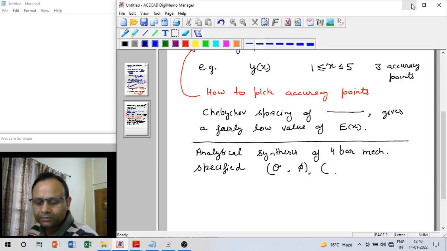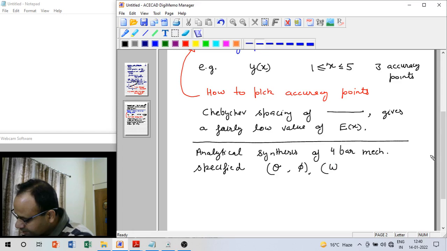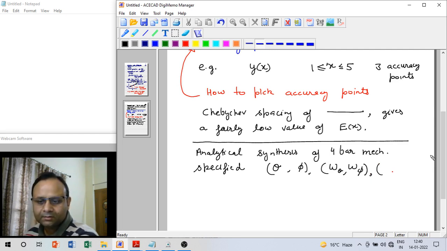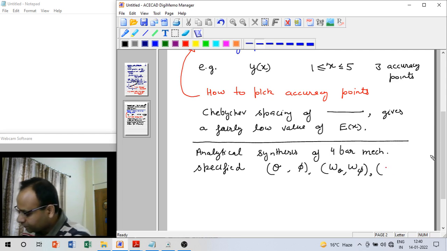Okay, and not only that, when the angle of the input link is theta, its angular velocity is given. I am writing that as omega theta. And the angular velocity of the output link at that instant is given. I am writing that as omega phi. And at that instant, the angular accelerations of both links are also given. I'm writing that as alpha theta and alpha phi.